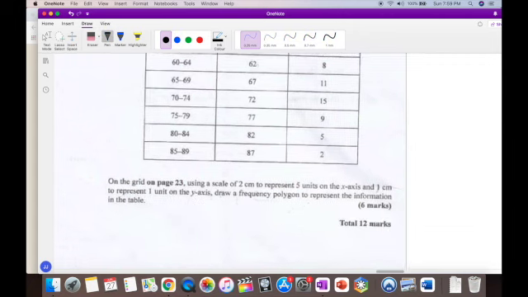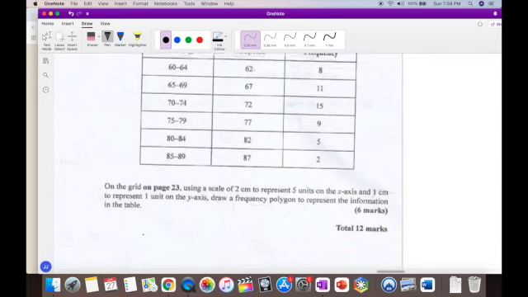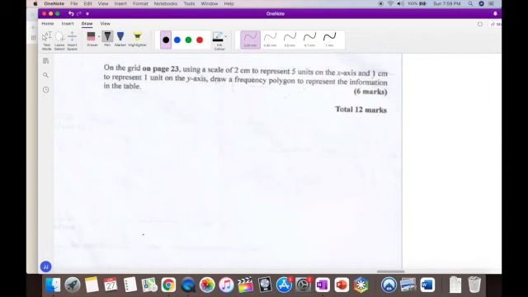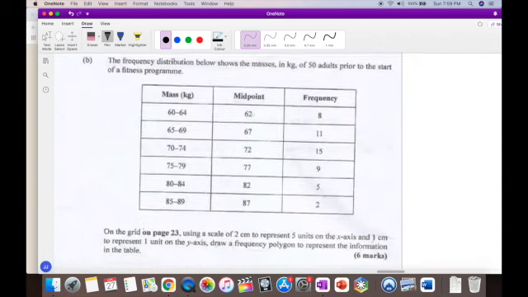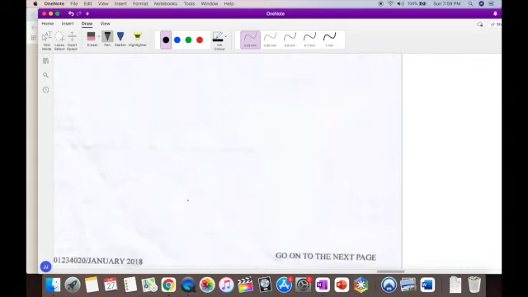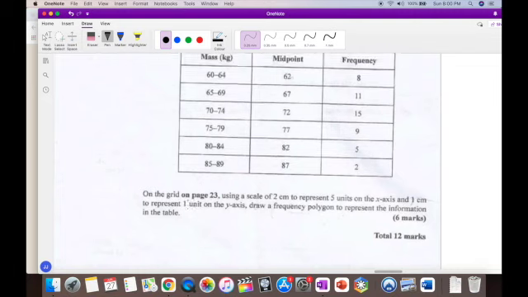On the grid on page 23, using a scale of 2 centimeters to represent 5 units on the x-axis, 1 centimeter to represent 1 unit on the y-axis, draw a frequency polygon to represent the information in the table. Well, first of all, let's see these units. 2 centimeters to represent 5 units on the x-axis, right? So on the x-axis, 2 centimeters to represent 5.